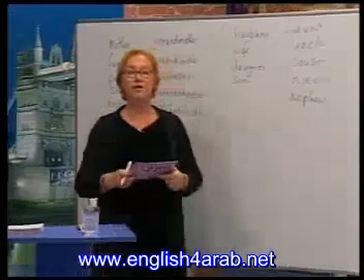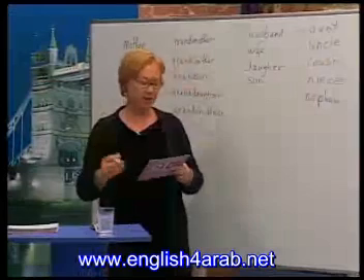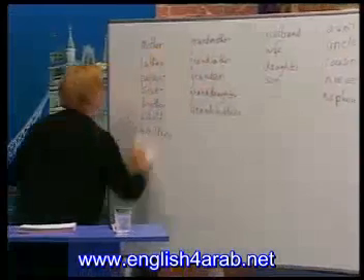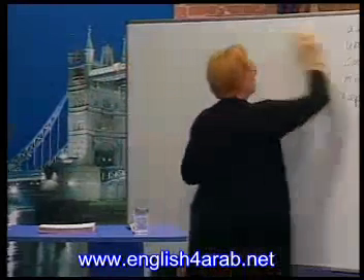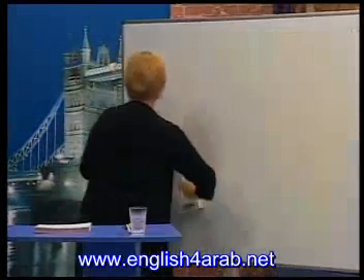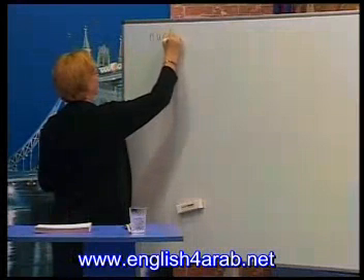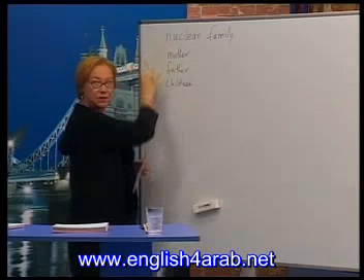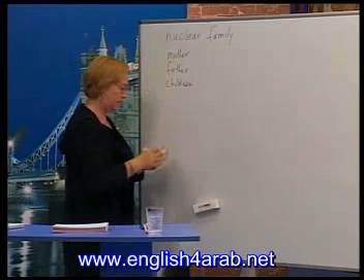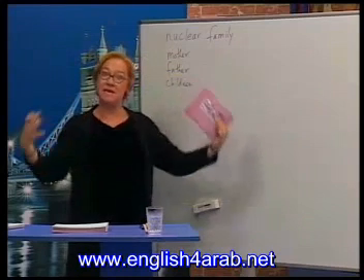Now, we're going to talk about two kinds of families. And this includes all of these. So, the first one is the nuclear family. The nuclear family is usually small. It has the mother, father, and children. This is the nuclear family. Mother, father, and children.